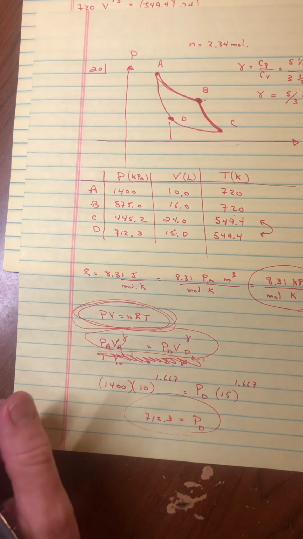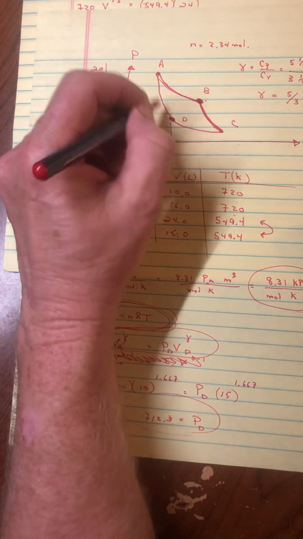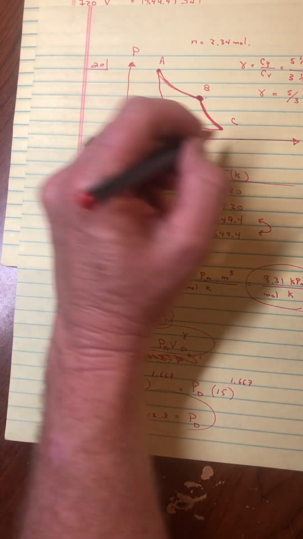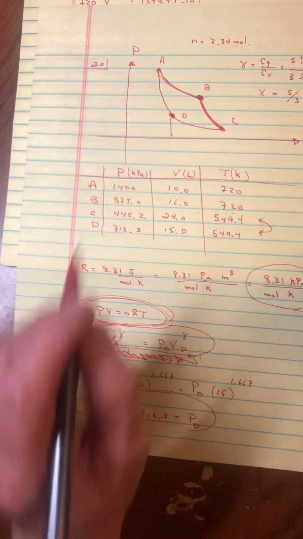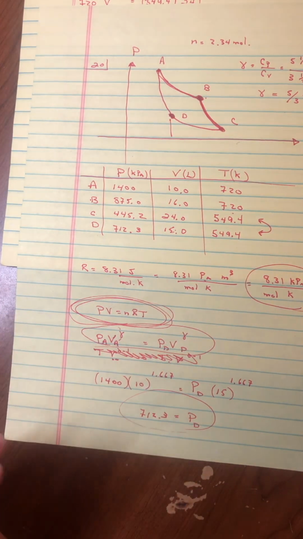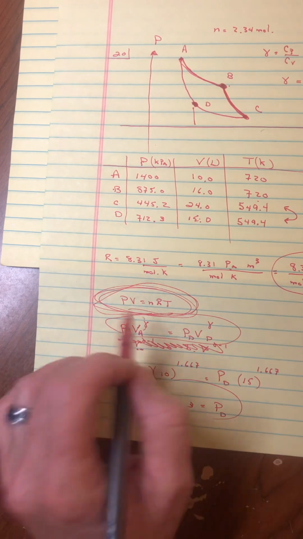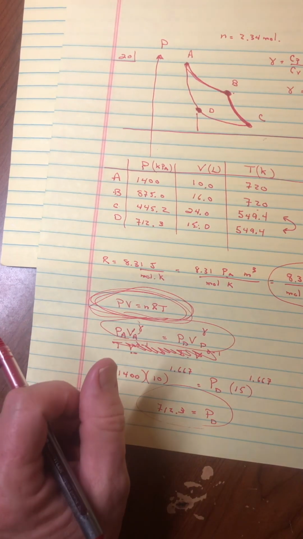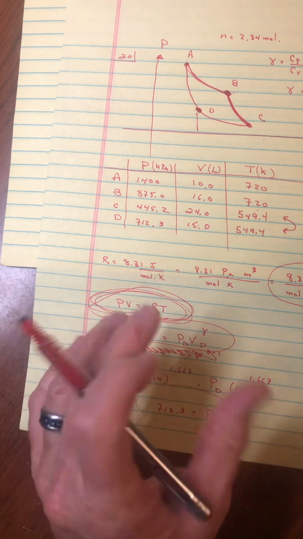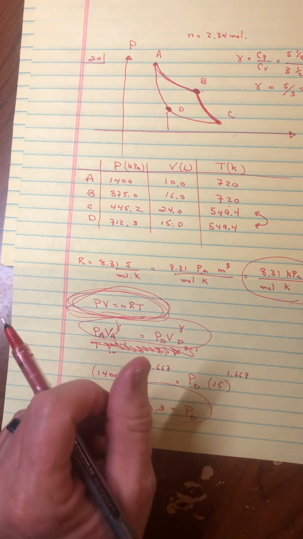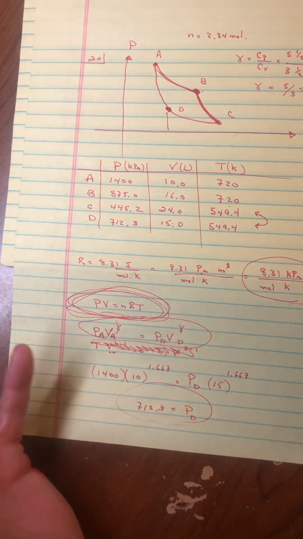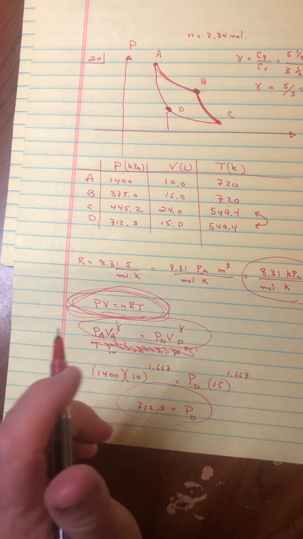The big picture I wanted to show you is just look at your diagram. You can always see D is connected to A and C, C is connected to D and B. And so you can get information about each point along there. And also keep in mind PV equals nRT. So if you know any two, you can then find the third. If you keep that strategy in mind, you can pretty much answer all these questions about what the temperature, pressure, and volume are, okay?